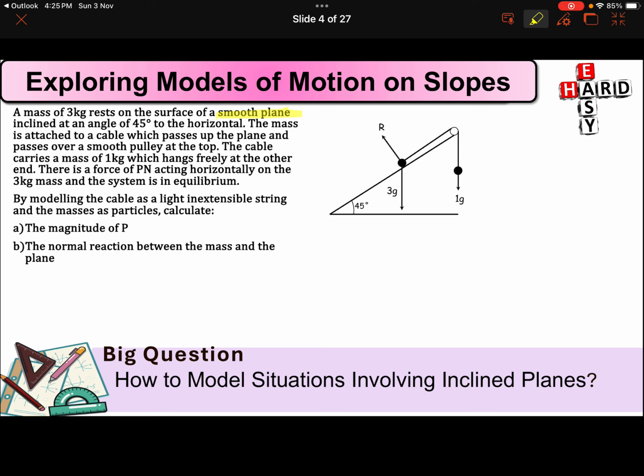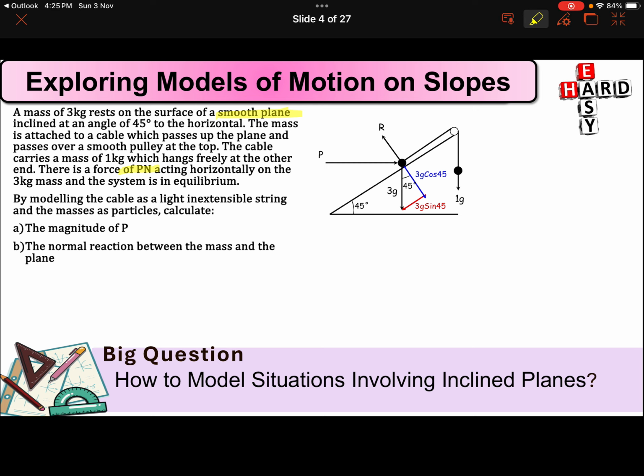We would like to include all the forces in there, so we start with the normal reaction force, which must be perpendicular to the inclined plane. And as we know from our question, there is a force of P newtons acting horizontally on the 3 kilogram mass, which is going to keep the whole system in equilibrium. So if we now decompose the weight into components, the angle is 45 degrees. The component perpendicular to the plane must be 3g cos 45, and the component parallel to the plane must be 3g sine 45.